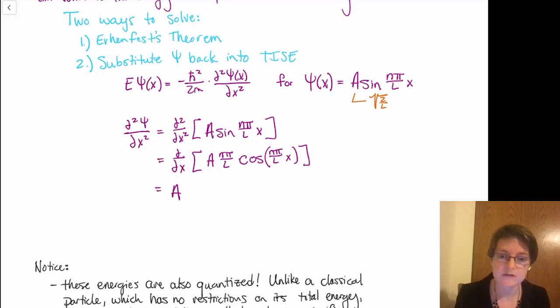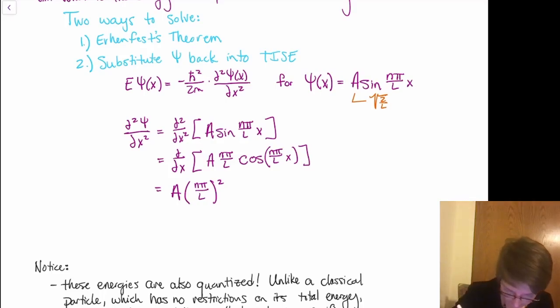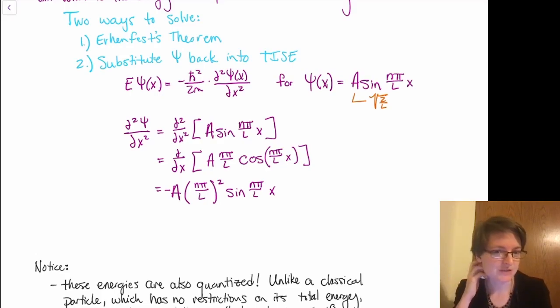Again, nothing happens to this prefactor A, but I need to pull out a second factor of n pi over L, so I'm going to get n pi over L squared in this case. The derivative of cosine is negative sine, and so I need to put a negative sign out here in front, and I get back sine of n pi over L times x. And maybe that's something we should expect because remember, the whole reason we were using sines and cosines in the first place is we knew that the second derivative of our wave function should be equal to the function itself times some multiplicative prefactor constants in front.